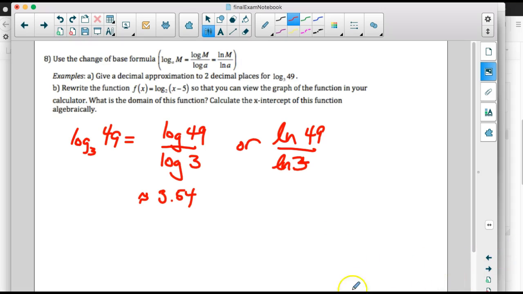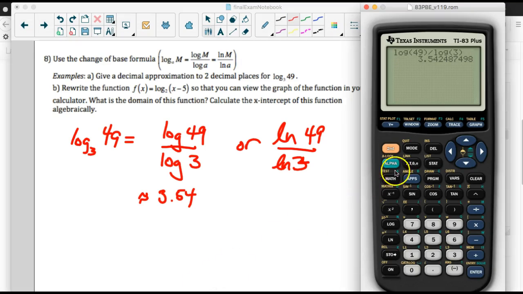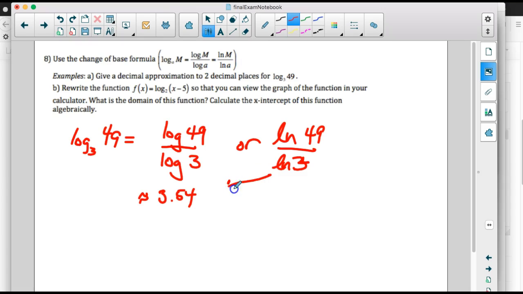And if we do the other one with the ln's, we better get the same thing. ln of 49 divided by ln of 3. It is the same answer all the way through all the decimals it shows on the calculator. So either one should give you the answer that you're looking for, and that's how we change it from a logarithm we can't evaluate to one that we can.